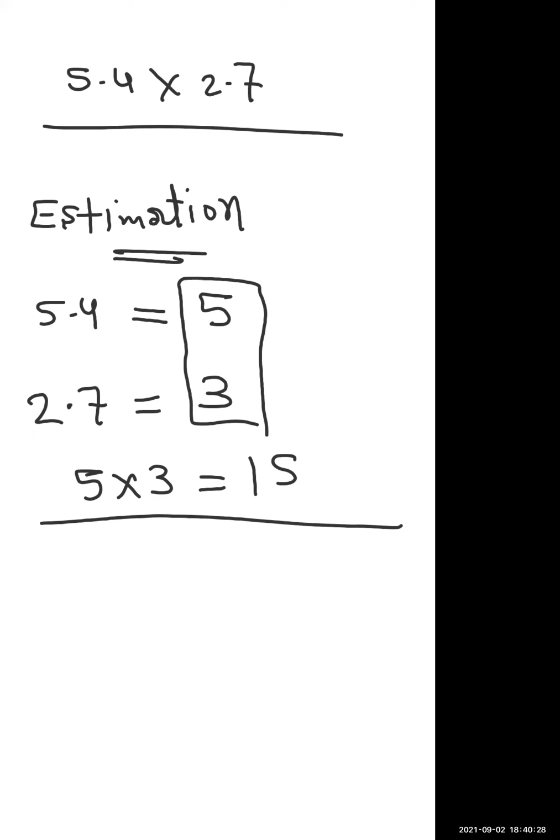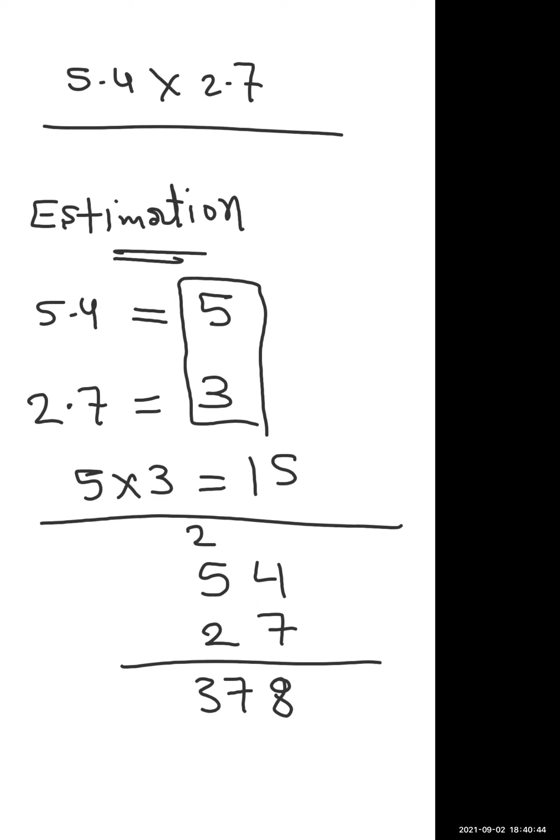So write down the two numbers without decimal points, 54, 27. Normal multiplication: 7 times 4, 28. 8 and carry over 2. 7 times 5, 35, plus 2, 37. Then the next number: place 0 and then start. 2 times 4, 8. 2 times 5, 10. Then add the numbers: 8. Then 15. 5 and carry over 1. Then 4. Then 1. So 1, 4, 5, 8.